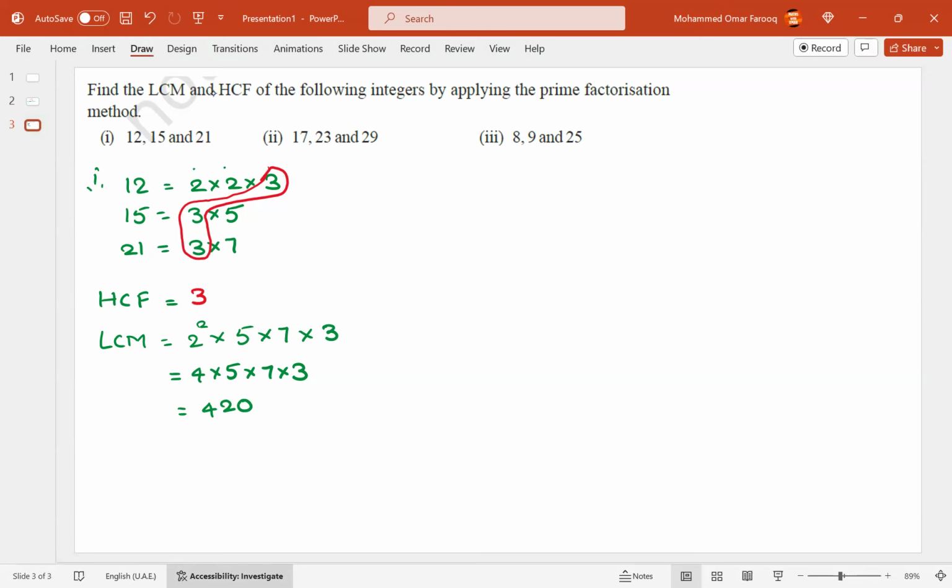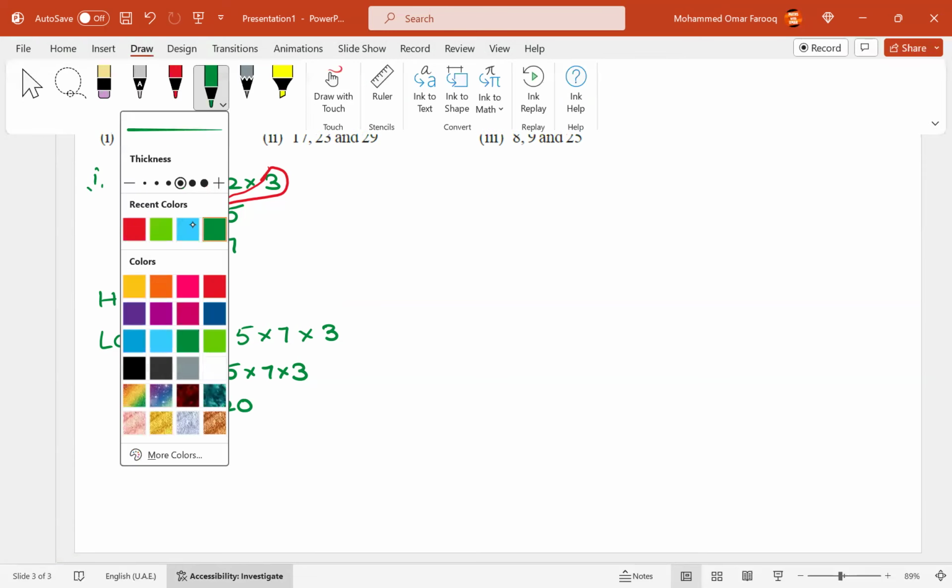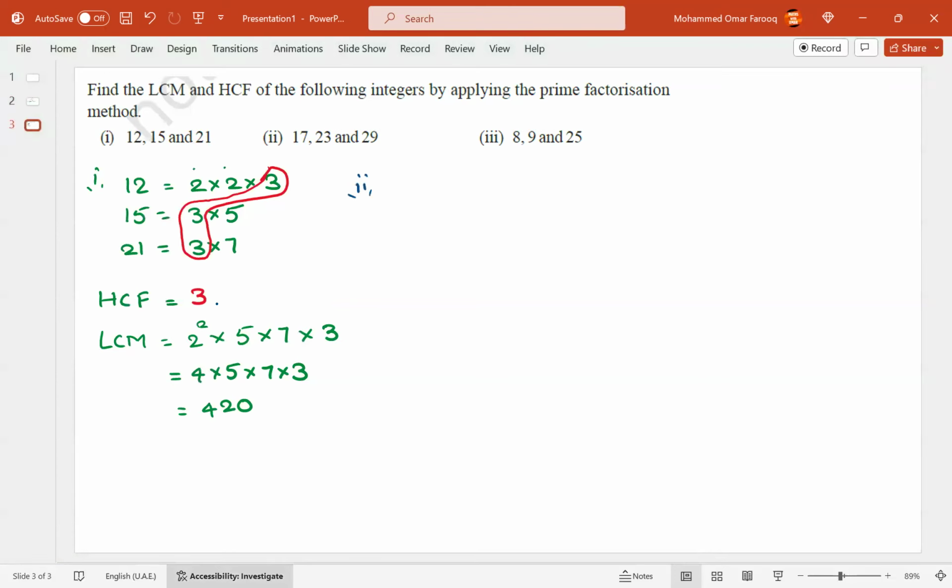Now let us go for the next one. The second one, it is 17. We already know 17 is a prime number. So can we write it as 1 into 17? 1 is not a prime number, but for your understanding. And 23, and 29 are also prime numbers. So we write them as they are.